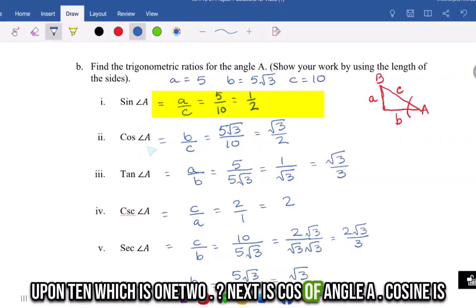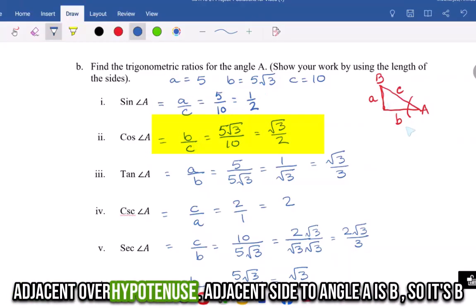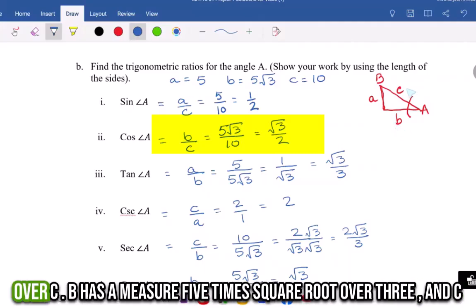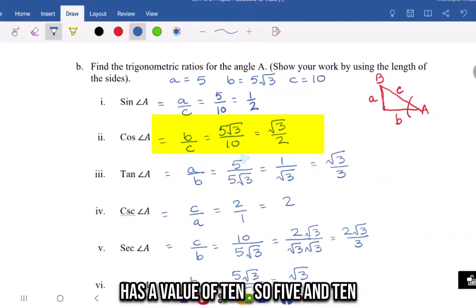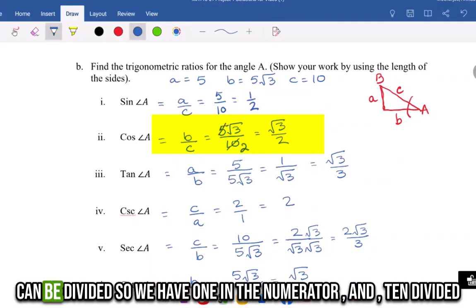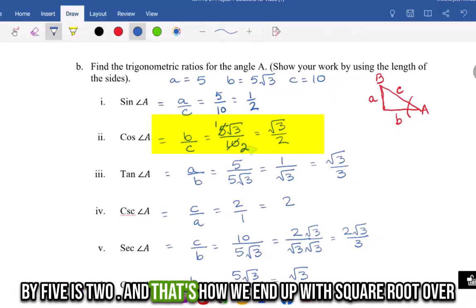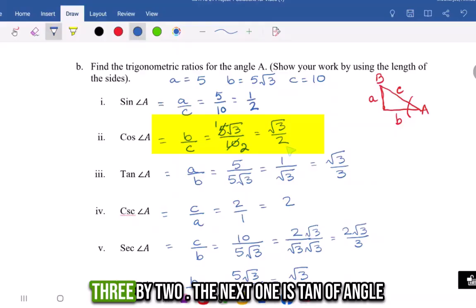Next is cos of angle A. Cosine is adjacent over hypotenuse. Adjacent side to angle A is B, so it's B over C. B has a measure 5 times square root of 3 and C has a value of 10. So 5 and 10 can be divided. So we have 1 in the numerator and 10 divided by 5 is 2. And that's how we end up with square root of 3 by 2.